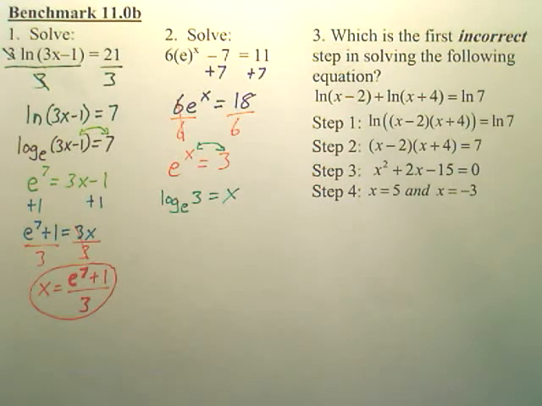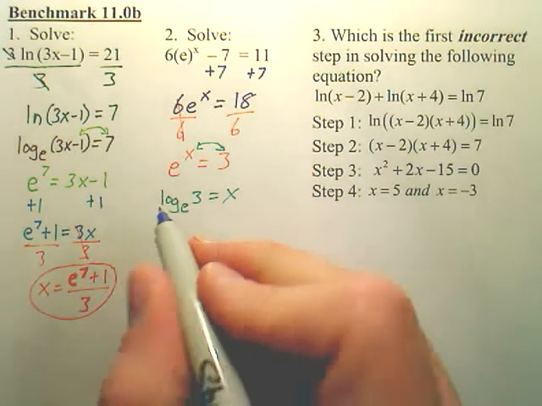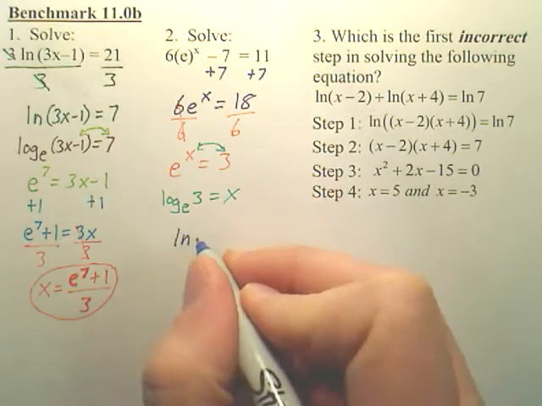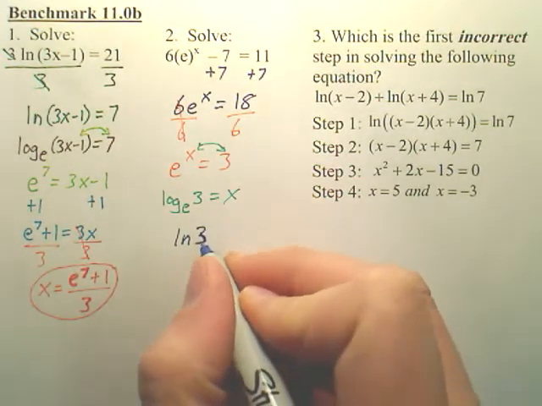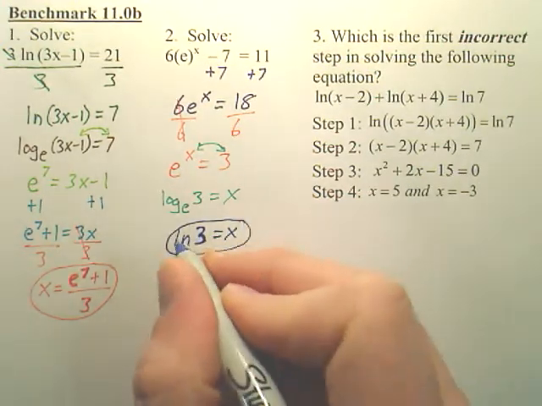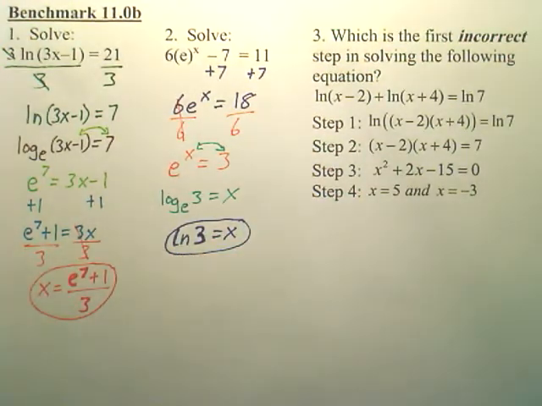Now, don't leave your answer like that. What's log base e? It's ln. So your answer is ln 3 equals x, or x equals ln 3. Your answer is simply ln 3. Remember, log base e is ln, natural log.